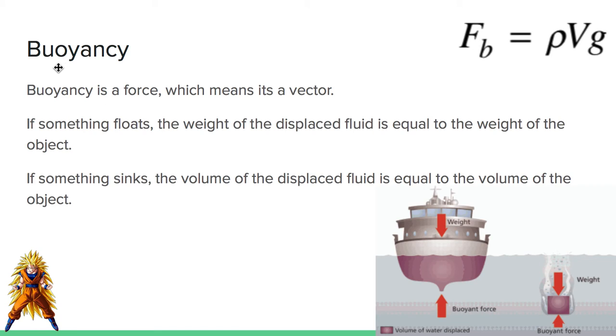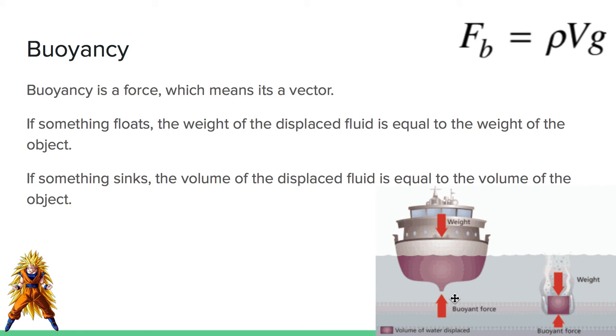So for buoyancy, buoyancy is a force, which means it is a vector. If something floats, the weight of the displaced fluid is equal to the weight of the object. However, if something sinks, the volume of the displaced fluid is equal to the volume of the object. The buoyant force is modeled by rho times volume times gravity, so 9.81.